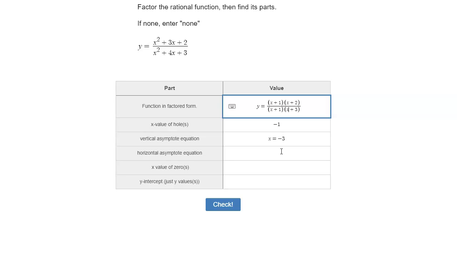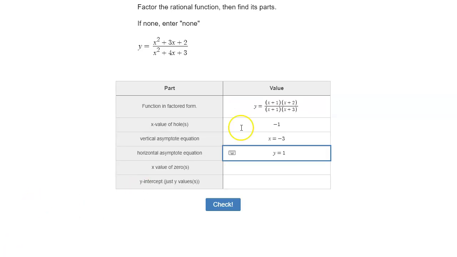My horizontal asymptote is y is equal to 1. Okay, let's type that in the correct place. So this is my equation that I'm writing, and since my exponents are the same, my greatest exponent is the same value, top and bottom, it's an x squared. What I do is I take the ratio of the coefficients. Well, the coefficient of the numerator is 1, and of the denominator is 1, so 1 over 1 is 1. So my horizontal asymptote is 1.